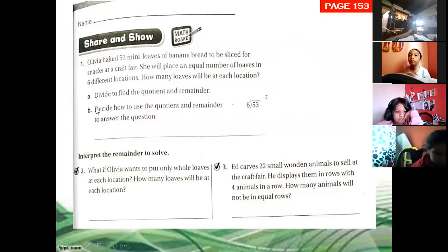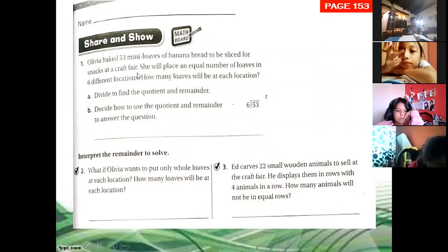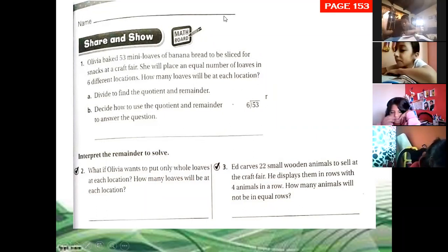Exercise number 1. Olivia baked 53 mini loaves of banana bread to be sliced for snacks at a craft fair. She will place unequal numbers of loaves in 6 different locations. How many loaves will be at each location? First, we have to divide to find the quotient and the remainder.